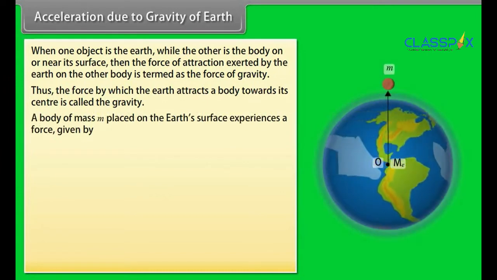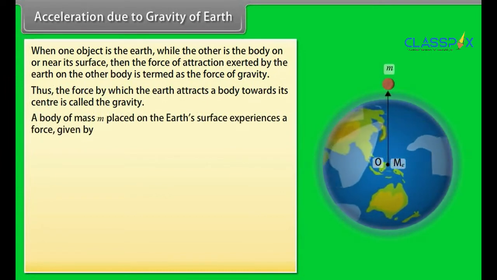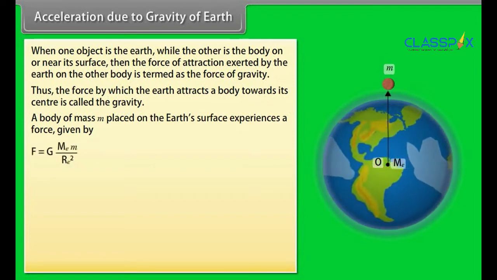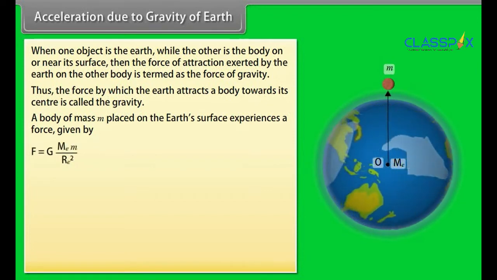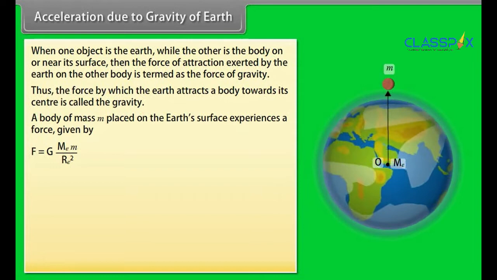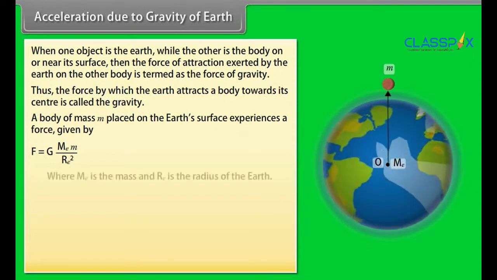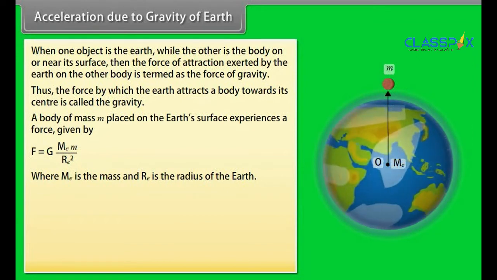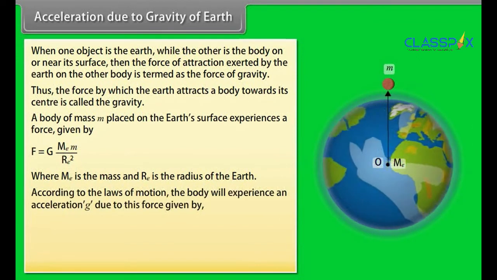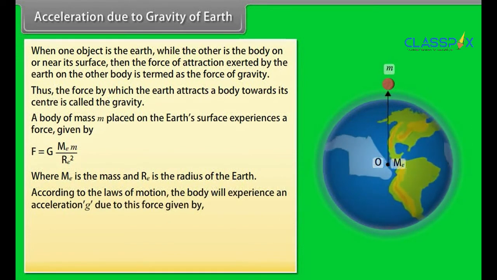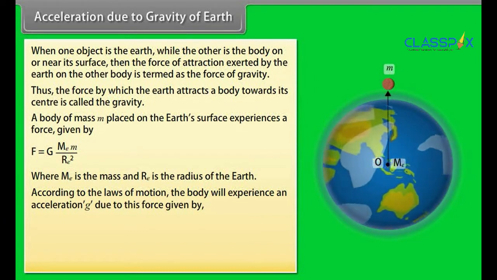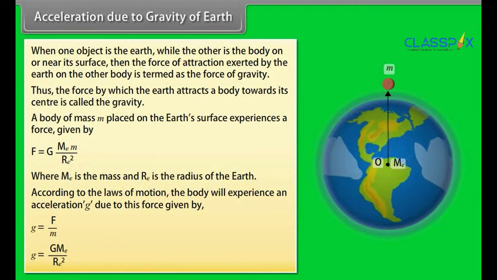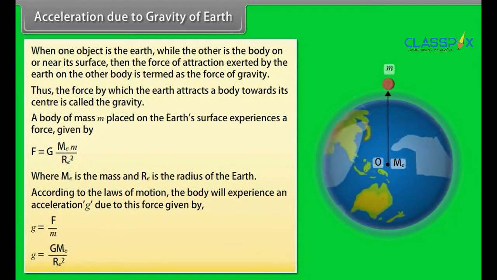A body of mass m placed on the Earth's surface experiences a force given by F is equal to G ME m upon RE square, where m is the mass and RE is the radius of the Earth. According to the laws of motion, the body will experience an acceleration g due to this force, given by g is equal to G ME divided by RE square.